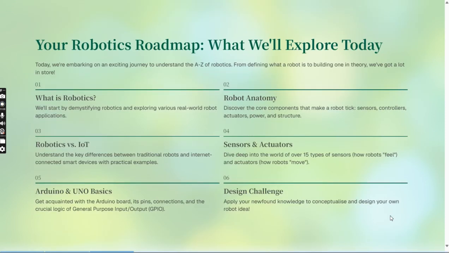Now, your robotics roadmap. What we will explore today. What is the roadmap? Our destination would start from the definition of robotics. Then the anatomy of a robot. Then we will learn the difference between robotics and IoT. Then what are the uses of sensors and actuators and the difference between them. Then what is Arduino Uno and its basics. And we will give you some design challenges.